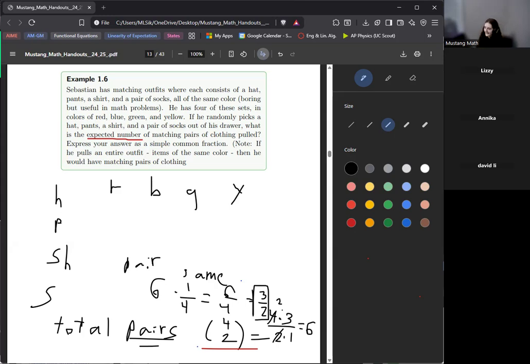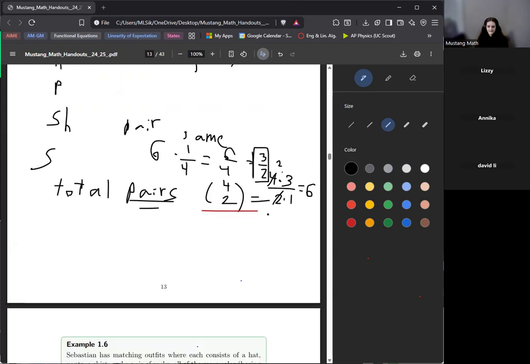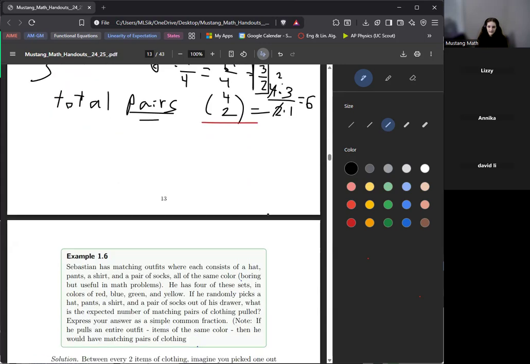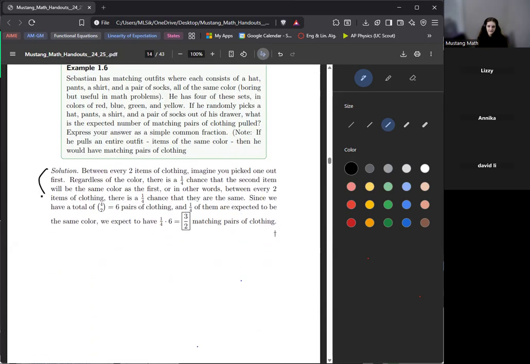Linearity of expectation is a really cool thing. It's very handy when you get to higher level combinatorics and probability. Just real quick, there's a really concise solution here. Because they're asking how many matching pairs of clothing, what is the expected number? Whenever you have an expected number, you can use linearity of expectation: find all the matching pairs, and then multiply by the probability.